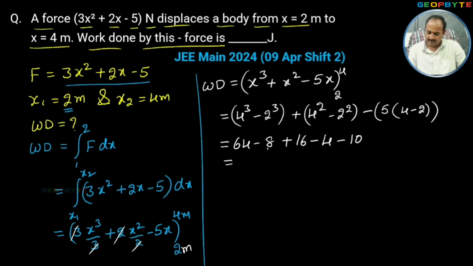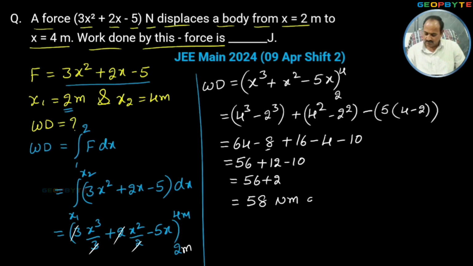It is 64 minus 8 equal to 56. 56 plus 16 minus 4 is 12, minus 10. It is 56 plus 2. It is equal to 58 newton meter or joule. Therefore, the answer is 58. Let me write it, 58. That is the answer. I hope all of you clearly understood. Understood or not? Very simple question.